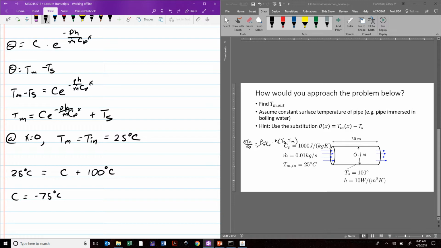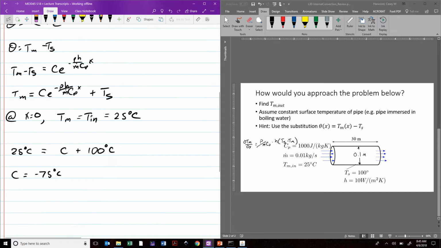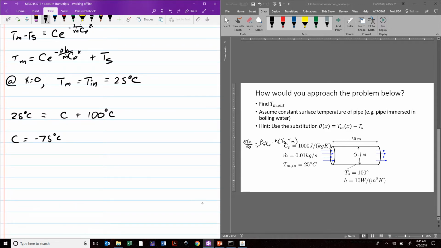All right, we could do this in Kelvin as well. Doesn't really matter. We're going to get the same solution. So in the end, our equation for Tm as a function of x is going to be 100 degrees Celsius minus 75 degrees Celsius e to the negative pH over m dot Cp x. Okay.